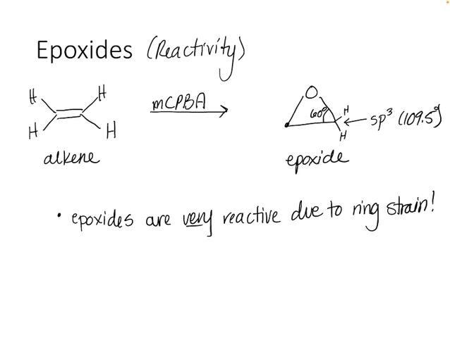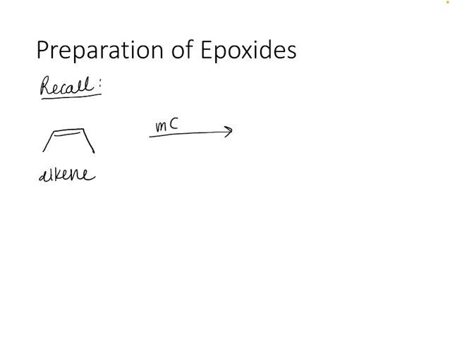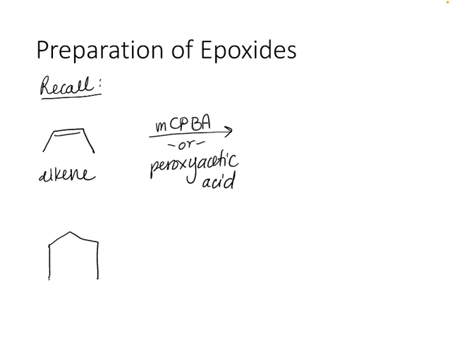All right, so let's talk about the reagents we use to make epoxides. So remember, there are a couple of reagents we can use with an alkene to make an epoxide. So we could use MCPBA like we saw before, or peroxyacetic acid. And then we would get our epoxide. But before we draw our epoxide, let's show what these two different reagents look like.